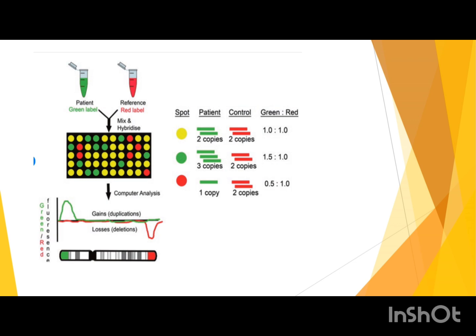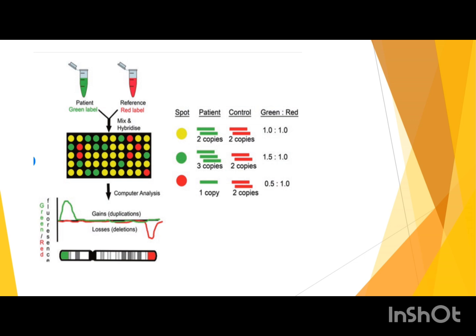So you will get a flat band which is 1:1. Now suppose the green copies are present in 1.5 units, and red labeled is only 1 unit. When we have the hybridization, one part red will match with one part of green, but 0.5 of green is extra. So it will show as a band fluctuation towards the green part. So 1.5 green and 1 red. Similarly, if it is 0.5 green and 1 red, then it will show a deviation.